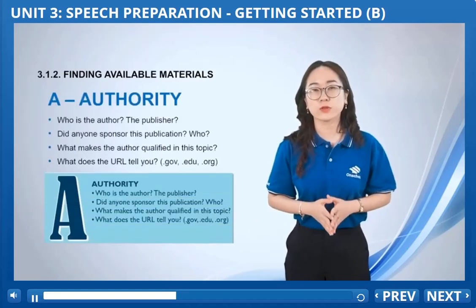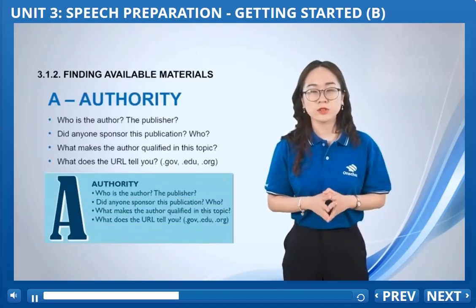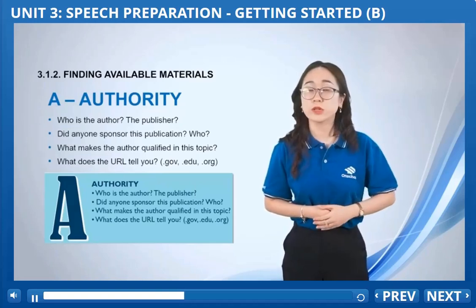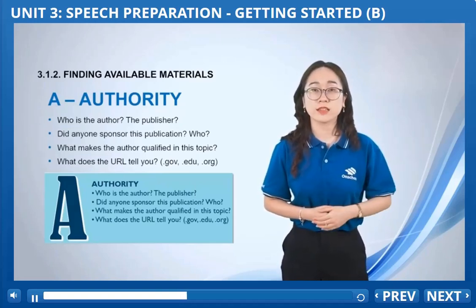The next one is authority. So you can ask yourself these 4 questions. The first, who is the author? Who is the publisher? Ai là người tác giả, đúng không ạ?